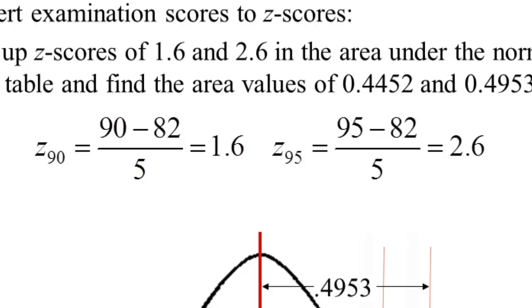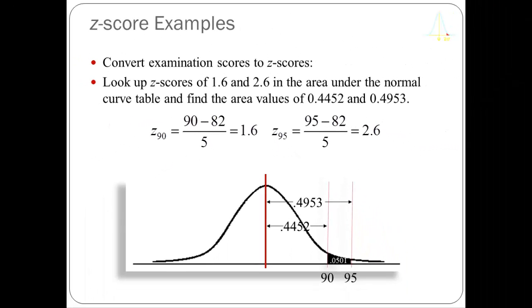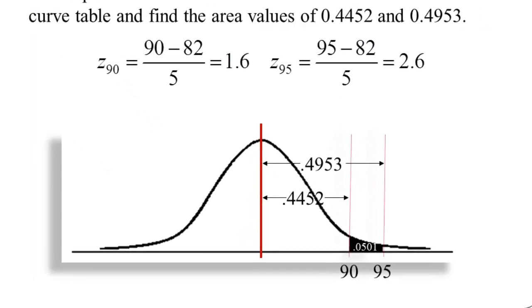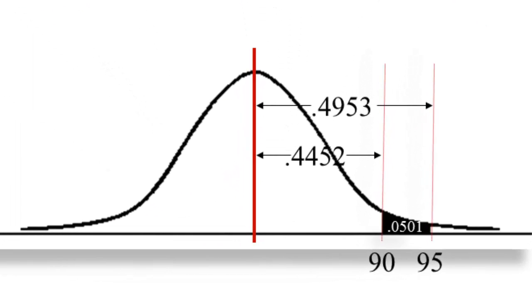Again, if you look at that z sub 90, that's a positive number, and the z sub 95, that's a positive number as well. 90 minus 82 divided by 5 is a z-score of 1.6. 95 minus 82 divided by 5 is a z-score equal to 2.6. Entering the z-table, I discovered that between a value of 82 and 95, there's approximately 0.4953 of the distribution.